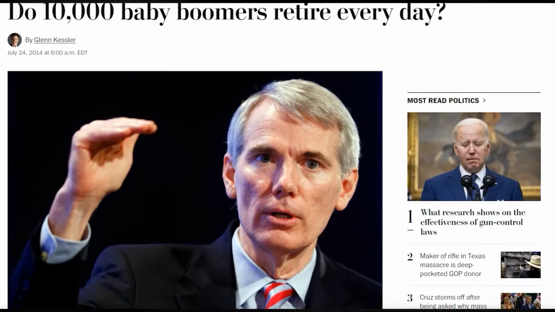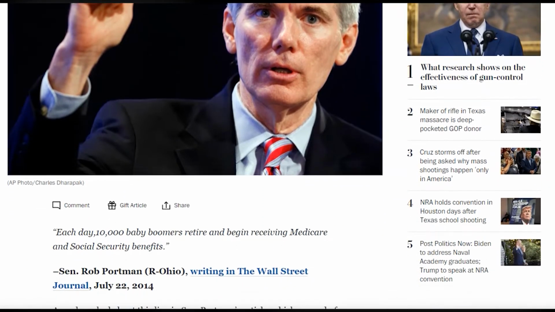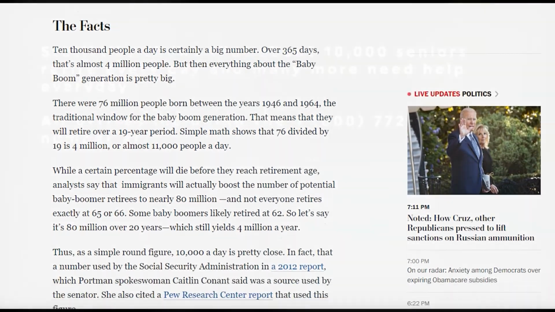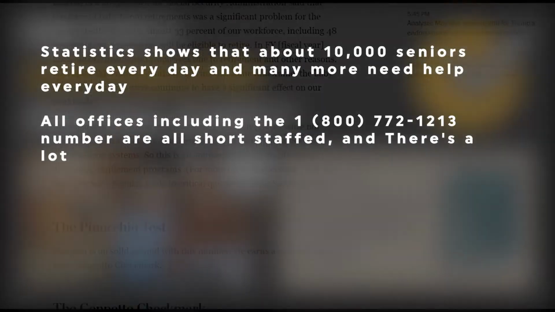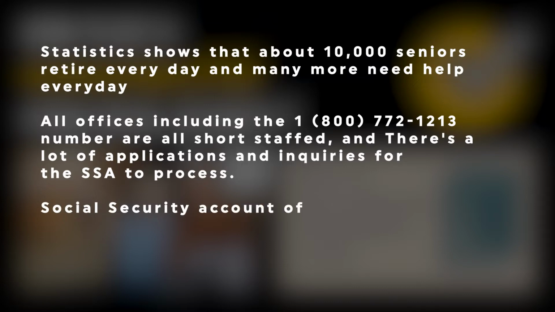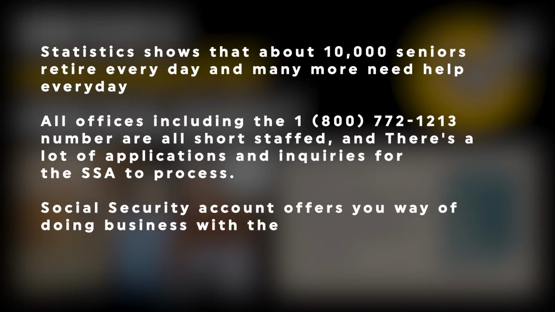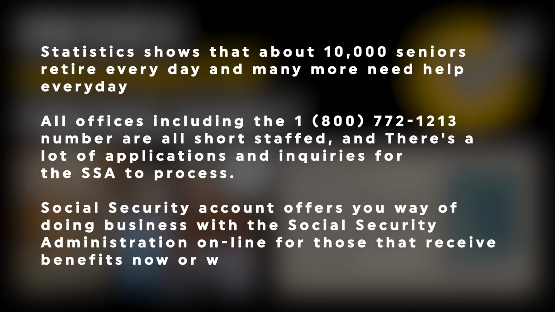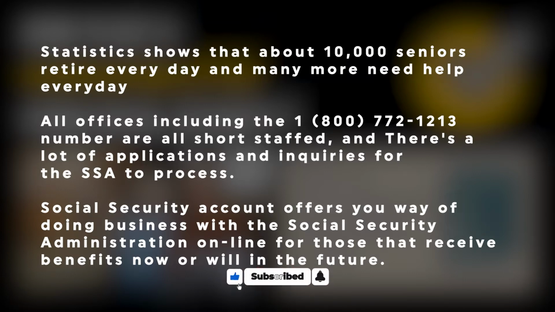Statistics show that about 10,000 seniors retire every day and many more need help every day. All offices, including the 1-800 number that you are aware of, are very short-staffed, and there's a lot of applications and inquiries for the SSA to process. Therefore, your Social Security account offers you a way of doing business with the Social Security Administration online, for those that receive benefits now or will in the future. So instead of spending too much time on the phone calling the 1-800 number for inquiries here and there, with your online Social Security account, you really have control over your Social Security issues.